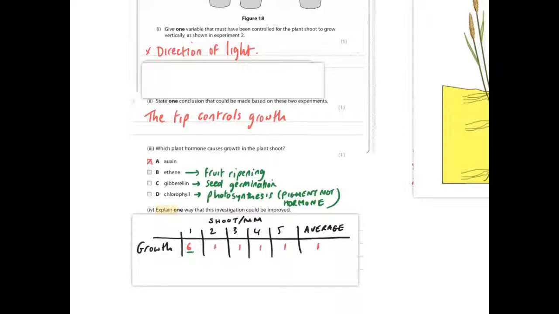Which plant hormone causes growth in the plant shoot? Well, you just need to go through them. Auxins are to do with plant growth, just so you know what the others are for. Ethene is for fruit ripening. Gibberellins are for seed germination. And chlorophyll is not a hormone, it's a pigment, which is required for photosynthesis. So it's auxins.